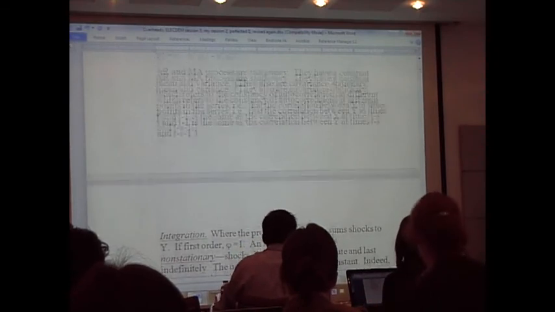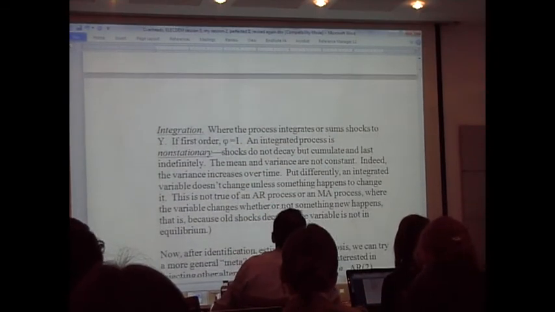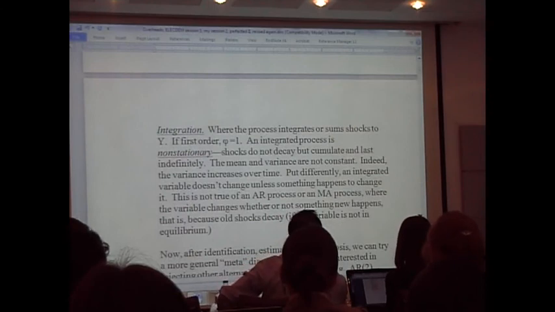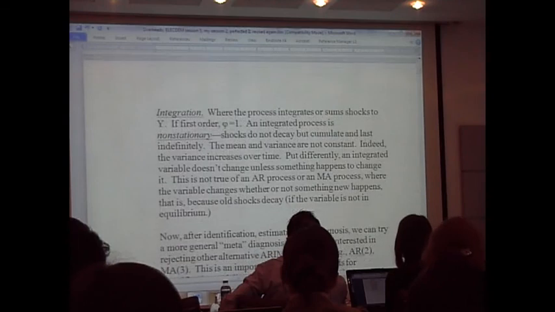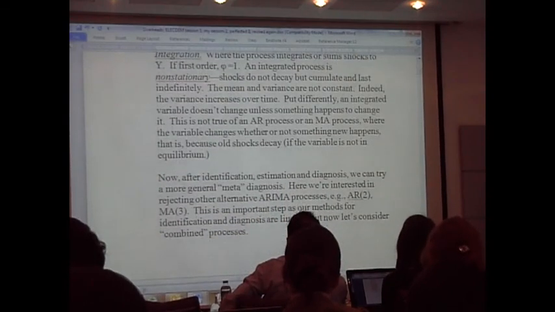Integration, right? Non-stationary. You did a really good job, I think, on that. So, thanks for putting in the time, particularly those of you who really invested. It'll pay dividends for you.